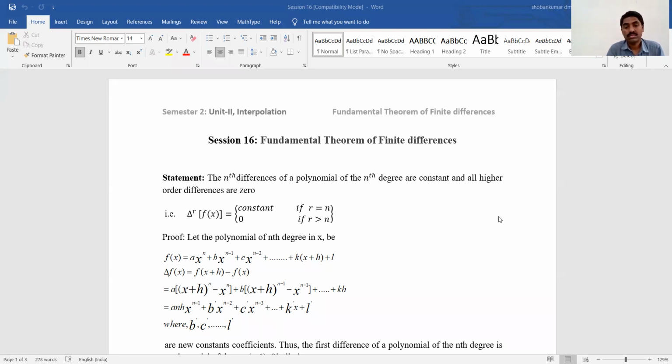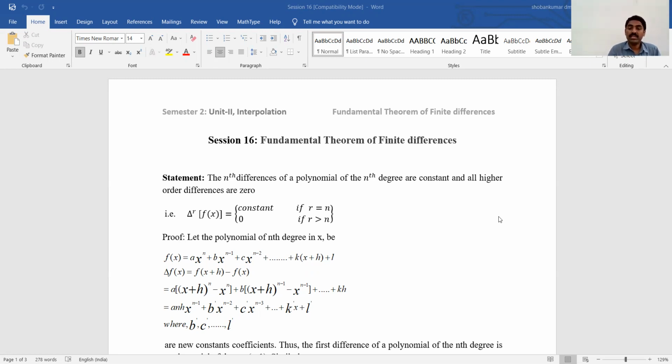Dear students, today we have discussed the fundamental theorem of finite differences. In earlier classes, you already learned the meaning of finite differences: forward difference, backward difference, shift operator, central difference, and differential operator. Now we have to prove the fundamental theorem of finite differences.